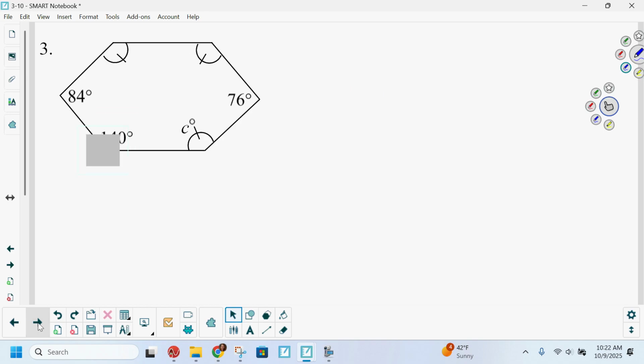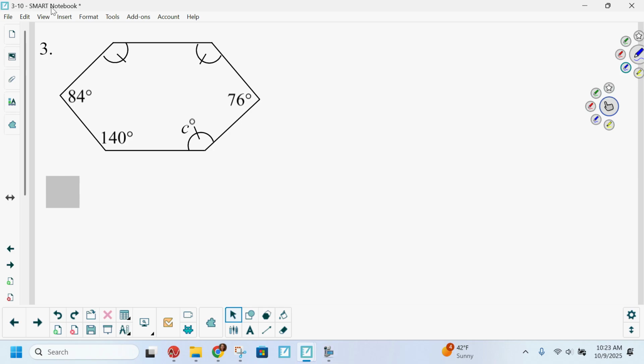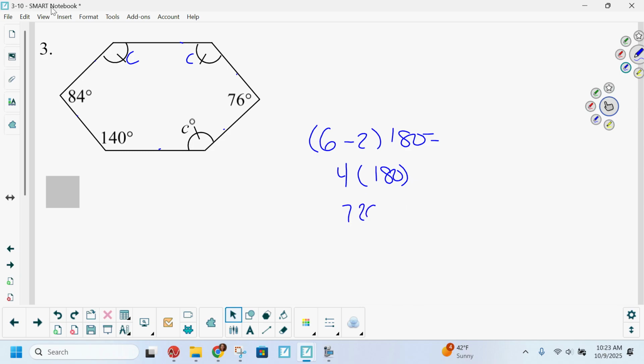Three. I'm going to fill in 140 there. And I can see that this angle C is also here and here because of the congruency marks. All right, how many degrees altogether? Well, I have 1, 2, 3, 4, 5, 6 sides. So 6 minus 2 times 180 degrees. 4 times 180 degrees is, oh, let's see, what was this one? 720. So I have 720 degrees.